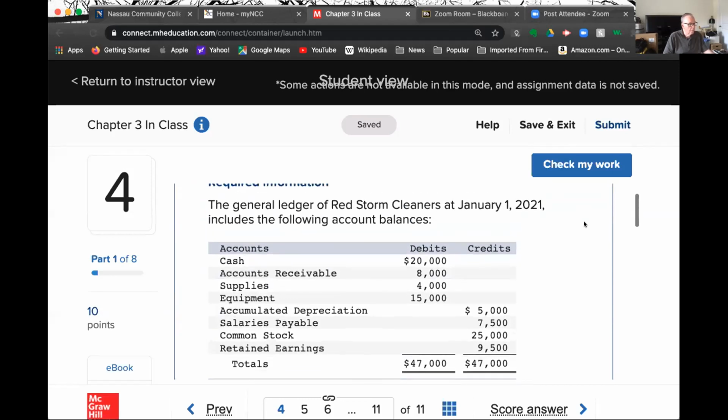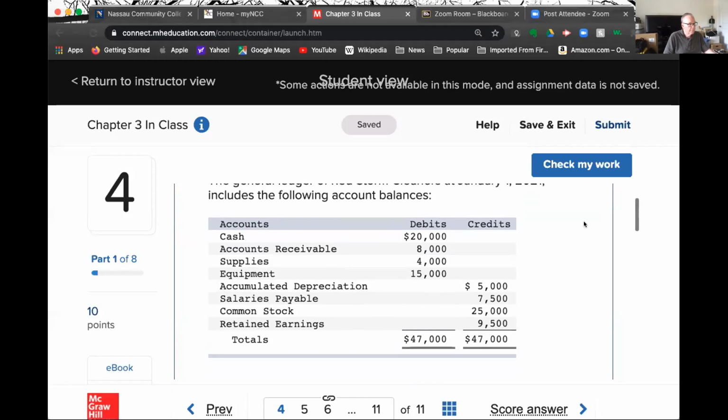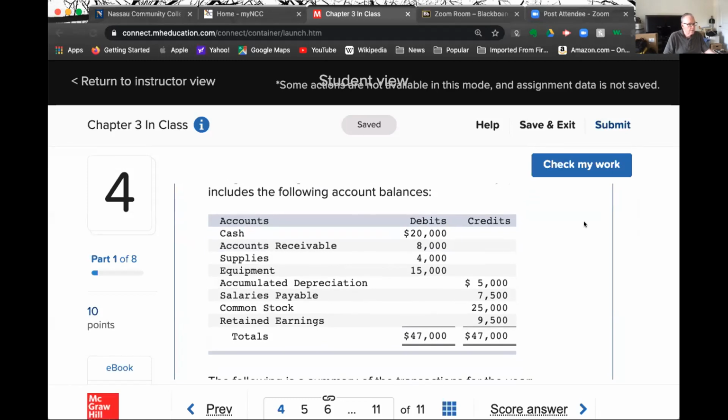Right, so here you have a trial balance at the beginning of 2021, or you could actually say the end of 2020, right? These are the accounts, and these are the balances. Now notice when you look at this, these are all balance sheet accounts, aren't they? Assets, one liability, stockholders' equity. So I don't see any revenue accounts. I don't see any expense accounts. That tells me what must have happened, that the accounts were closed.